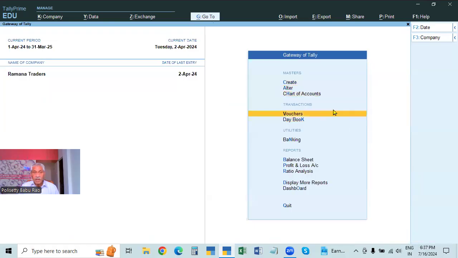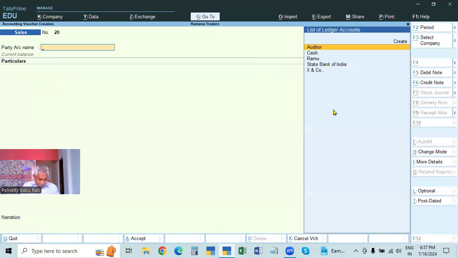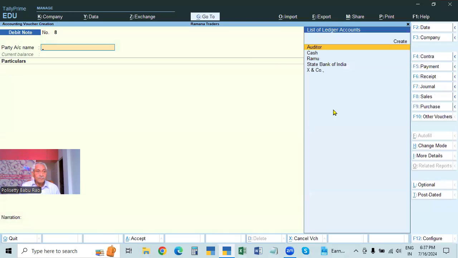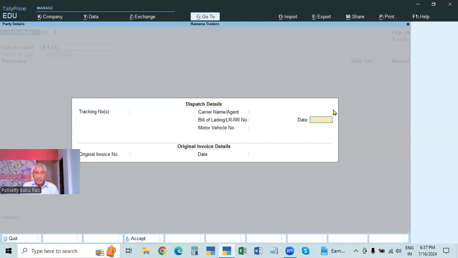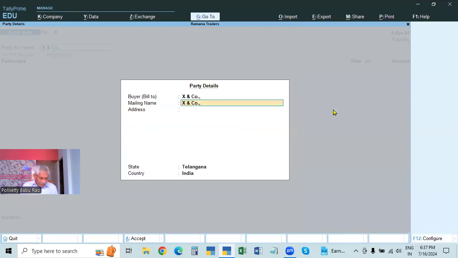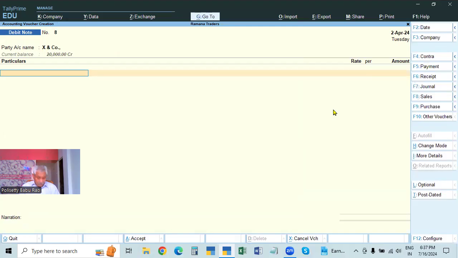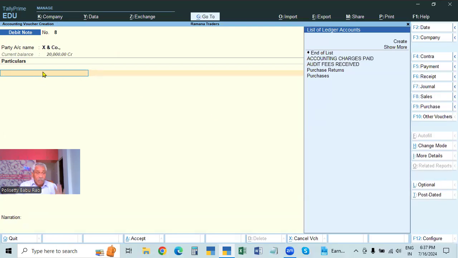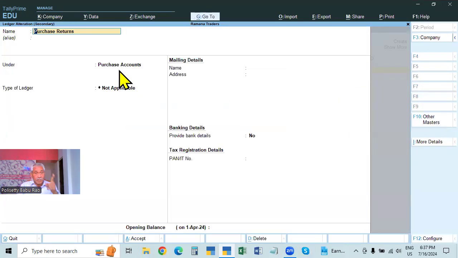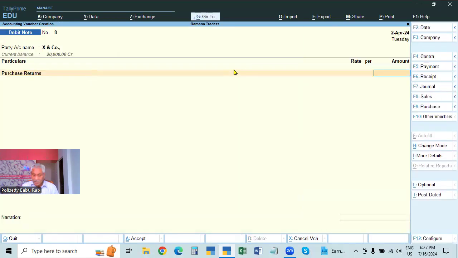Date is also second. And here, debit note, Alt F5. Now we are returning to X and Co because we purchased and are making returns. Here we have to come down; the number is 7. Date is 26, 24 only, accept. This is not called purchase, this is purchase returns, so we have to create the ledger. Purchase returns: you remember one thing, when we create purchase returns, it also comes under purchase account. For example, 2000 purchase returns we made.